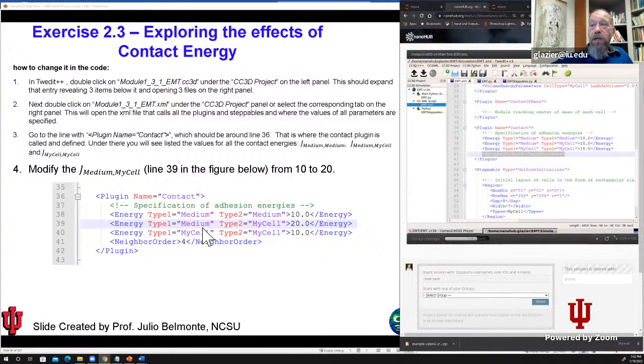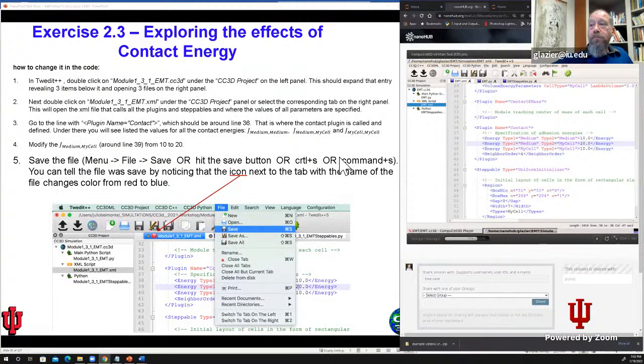And let's now change the medium micelle contact energy from 10 to 20. That's actually making the medium repel the cells more because a positive energy is repulsion. So you say medium micelle 20, and then I hit save, this double floppy disk up here, save. You can also do a pull down here on the file menu and select save all.